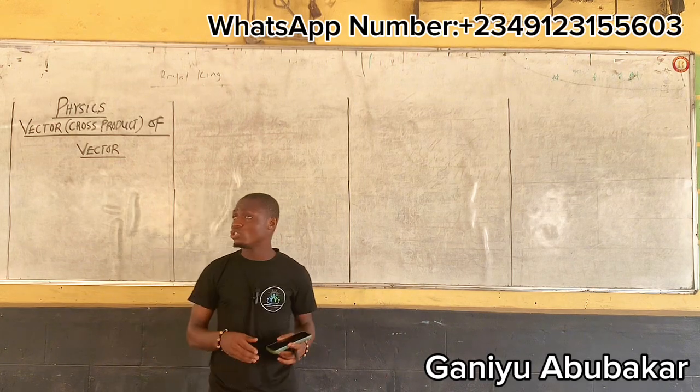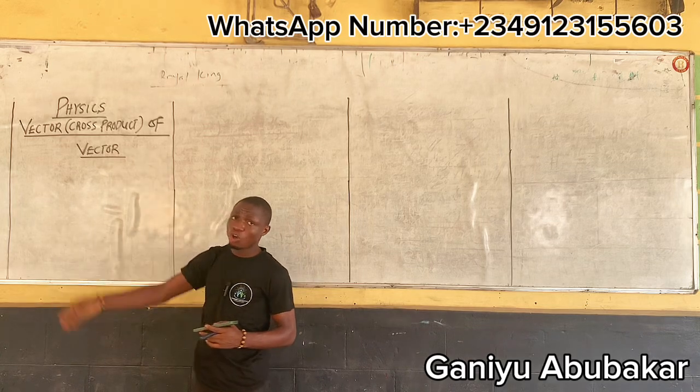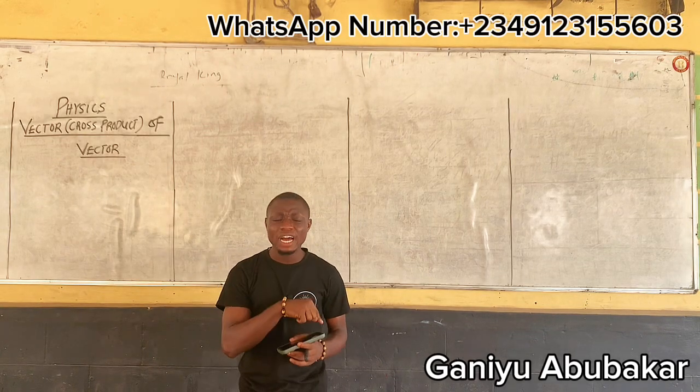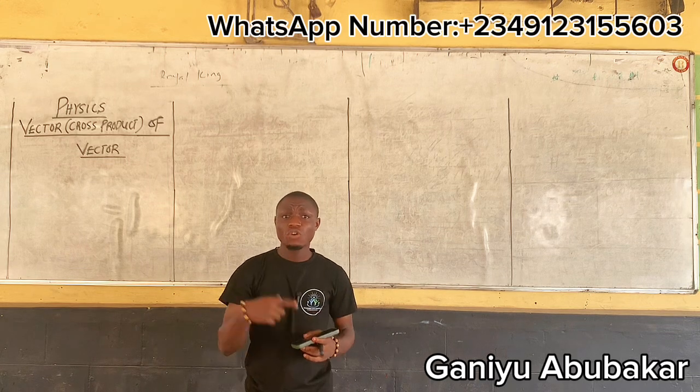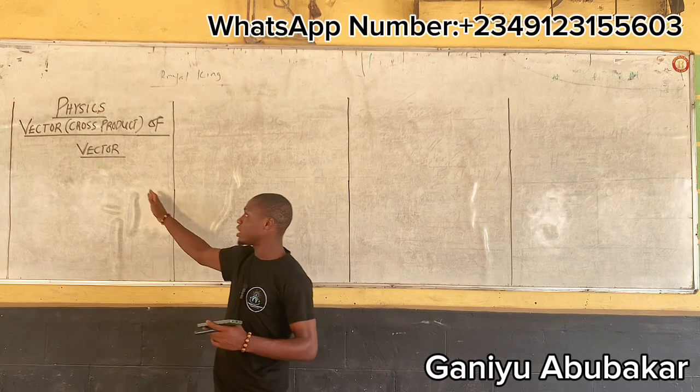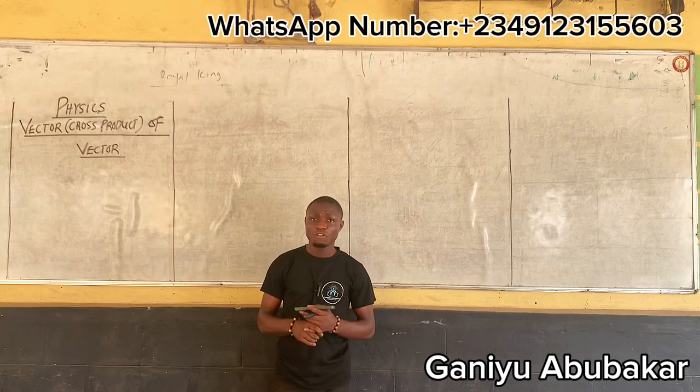So let's now dive into the cross product of vectors, also called the vector product. The first one is called the scalar or dot product of vectors, and the second one is called the vector or cross product of vectors. So let's look at the concept of the cross product of vectors.